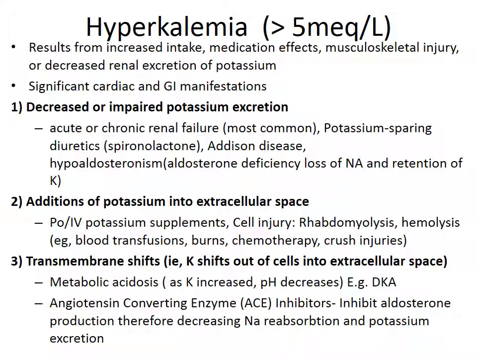And then the transmembrane shift of potassium. In other words, where potassium shifts out of the cells and into the extracellular space, which is often found in metabolic acidosis. As the potassium increases, the pH decreases, and diabetic ketoacidosis.